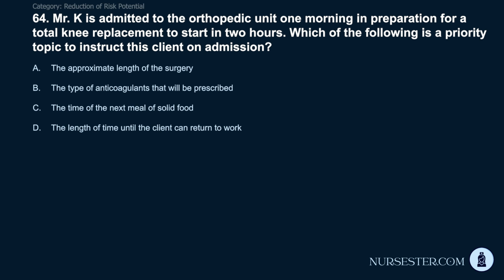64. Mr. K is admitted to the orthopedic unit one morning in preparation for a total knee replacement to start in 2 hours. Which of the following is a priority topic to instruct this client on admission? A. The approximate length of the surgery. B. The type of anticoagulants that will be prescribed. C. The time of the next meal of solid food. D. The length of time until the client can return to work. Correct answer: the approximate length of the surgery.